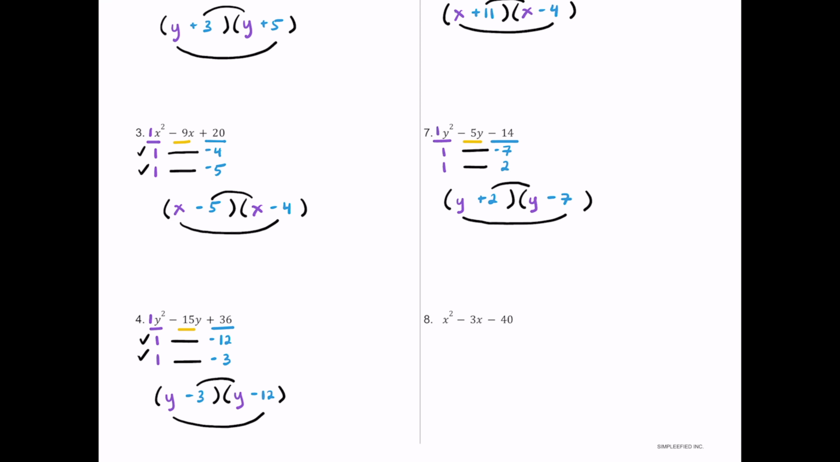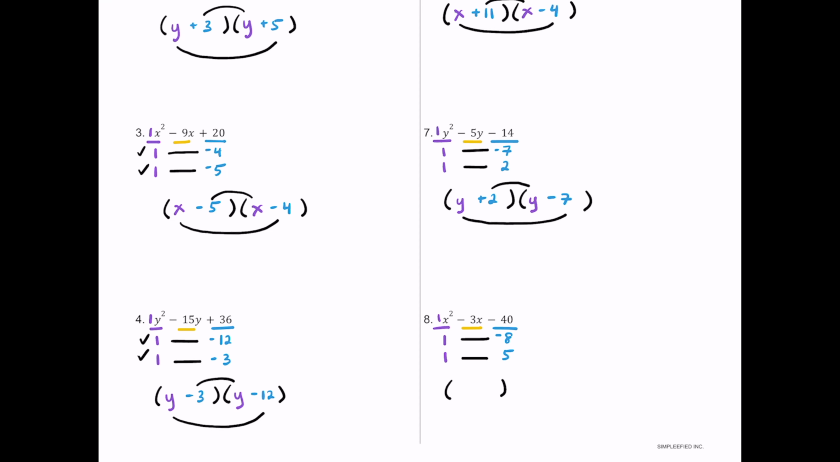For number 8, looks like we have 1x squared in the beginning, and then for this negative 40, we have 1 and 40, 2 and 20, 4 and 10, 5 and 8. So I'm going to put a 1 and a 1 to begin here. And it's a negative 40, so I'm going to go with 8 and 5, but I'm going to make the 8 negative because we're trying to get to this negative 3 in the middle. So we want a negative value. So that's negative 8x plus 5x is negative 3x.